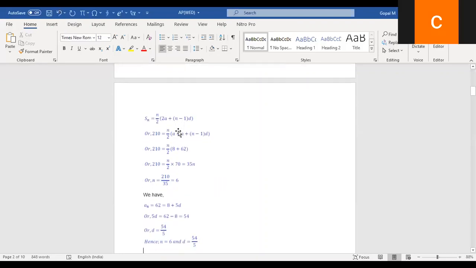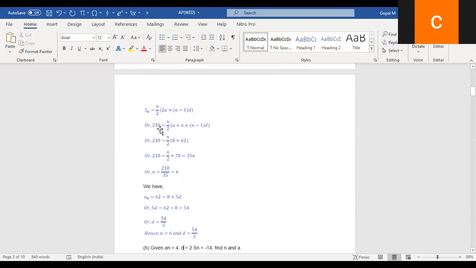They're asking us to find the n value. The Sn value they gave is 210, n by 2. Here the A value and the An value are given. I can use the formula Sn is equal to n by 2 into (A plus An), or the last term, I can call it A plus L. That is the formula we have used.